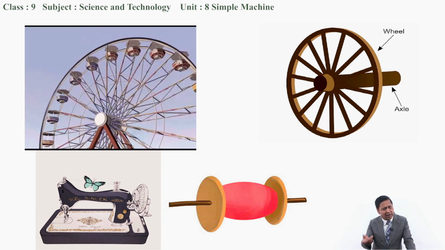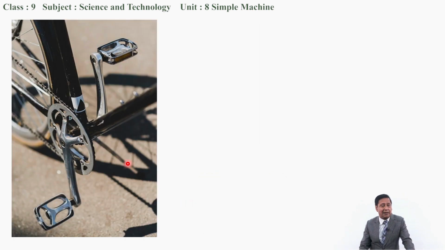Okay, there are other examples also. Look at this, this is the pedal of a bicycle. When force is applied on the pedal, then it rotates. The circular path through which the pedal rotates is the wheel, but the rim of this small wheel is the axle, which pulls the rear wheel of the bicycle with the help of a chain.